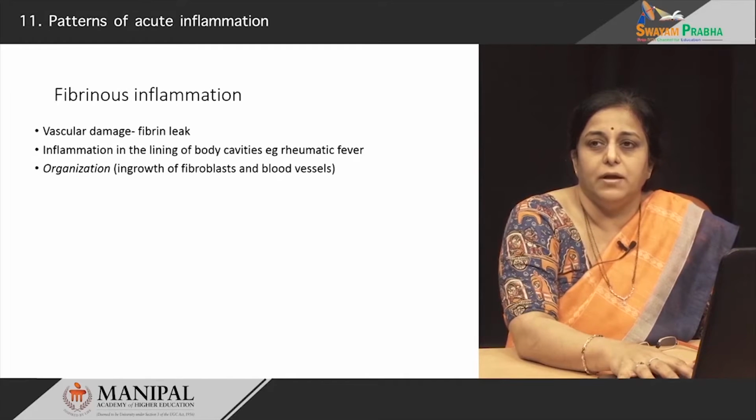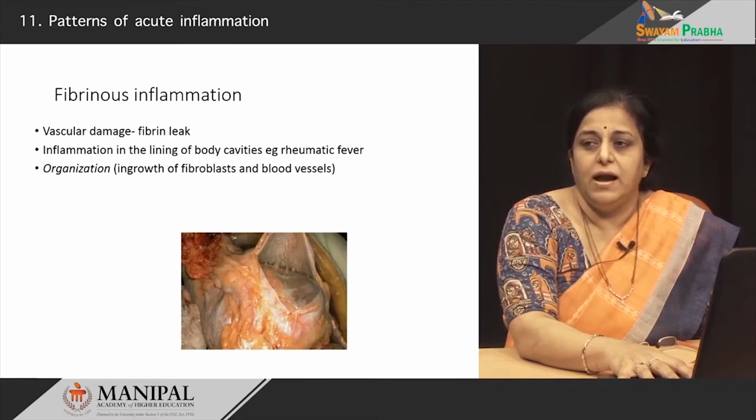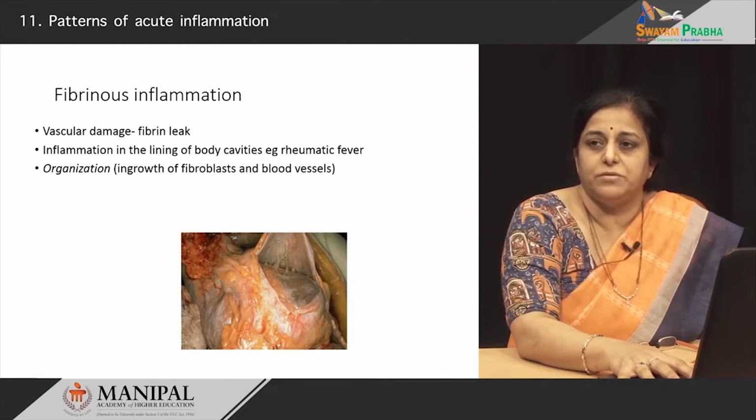The second type is fibrinous inflammation, which occurs particularly when there is a lot of vascular damage with leakage of fibrin. A classical example for this is rheumatic fever. The fluid that accumulates in the pericardial cavity is because of immunological damage to the vessels, and there is deposition of fibrinous material. Here you can see the opened heart with the pericardial cavity, which has fibrin strands sticking between the two pericardial layers. This often resolves with a lot of fibrosis, so scarring is classically seen in the resolution of fibrinous inflammation.